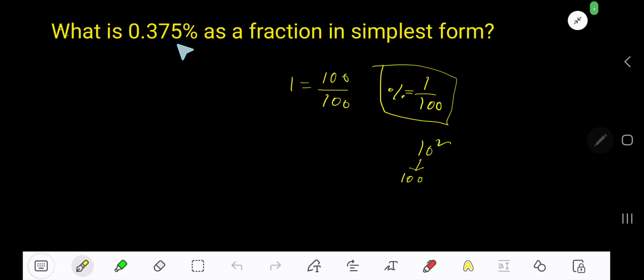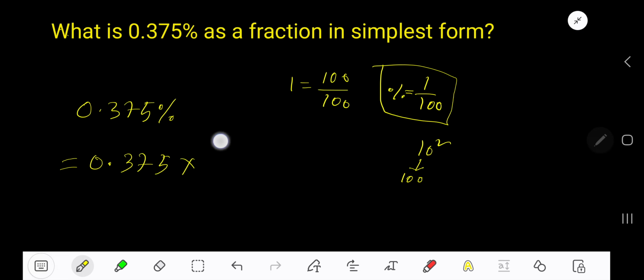What is 0.375% as a fraction in simplest form? Look, here is the given information. So to convert this percentage to a fraction, what will you do? Percentage means 1 over 100.